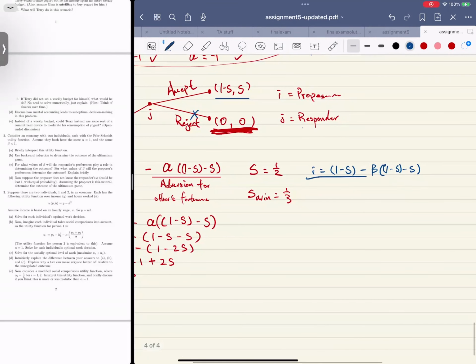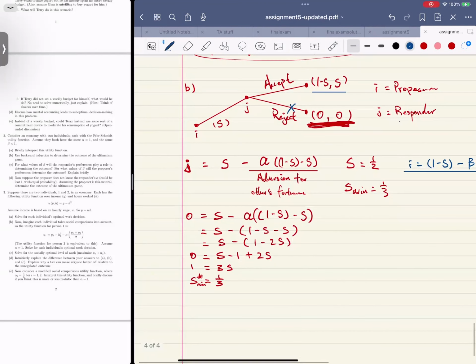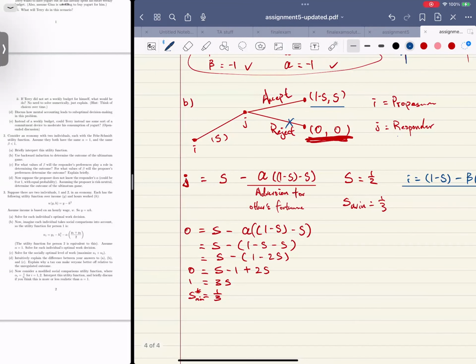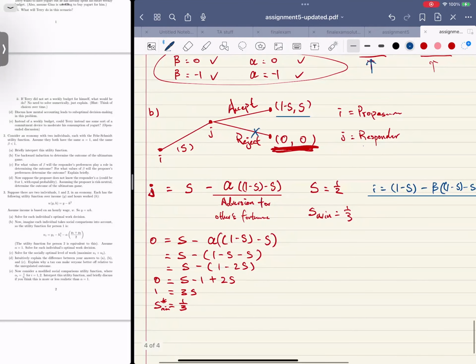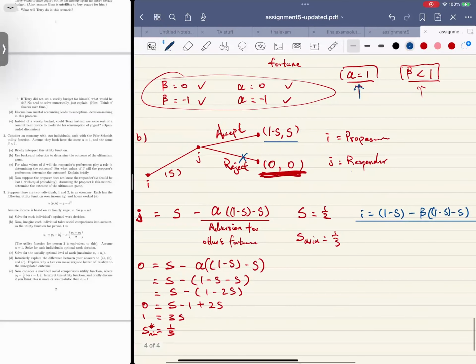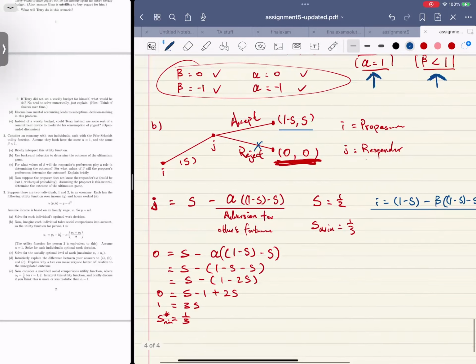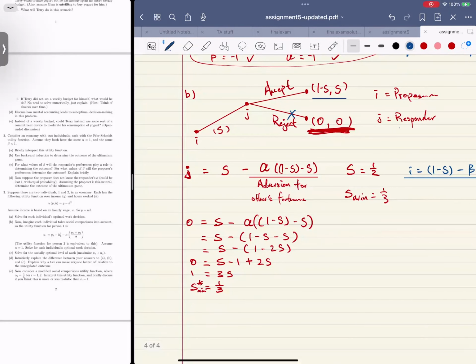So that's our utility function for the proposer. We have our responder already, right? Assuming that we know their alpha. If alpha equals 1, we know their alpha already. And we kind of know beta, but beta less than 1 doesn't mean anything. But we do know alpha. So if we know alpha, then we know how the responder will respond.